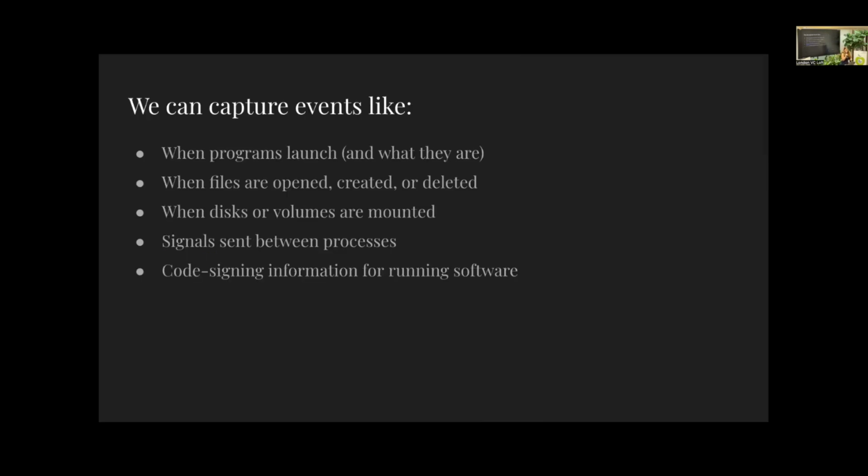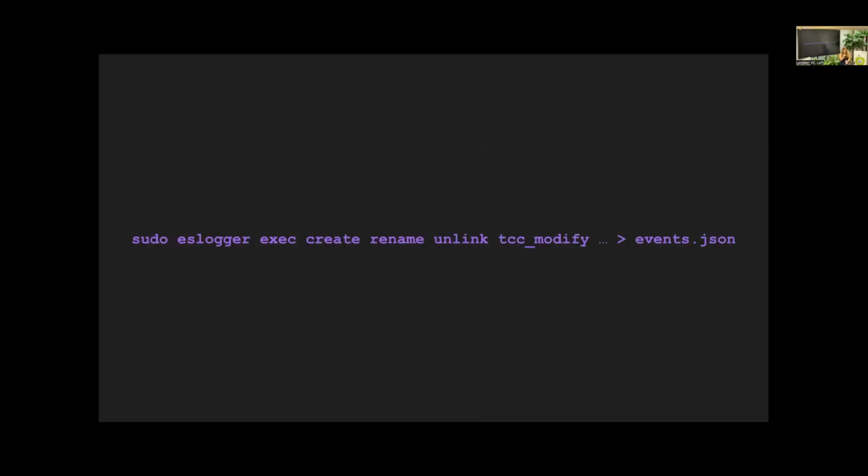So this framework can capture events which are interesting from a security standpoint, which are, for example, when a program launches or when a file is opened, created or deleted, and so on. So a lot of interesting events. And if you're interested in this framework, in Patrick's second book, there's a whole chapter dedicated to it. So I recommend maybe reading that. And to run this framework or API, you can just run this basic, very simple command in the terminal, and you can already start capturing events.